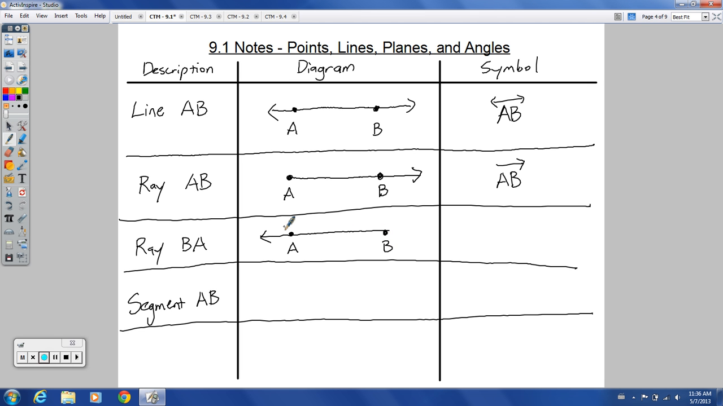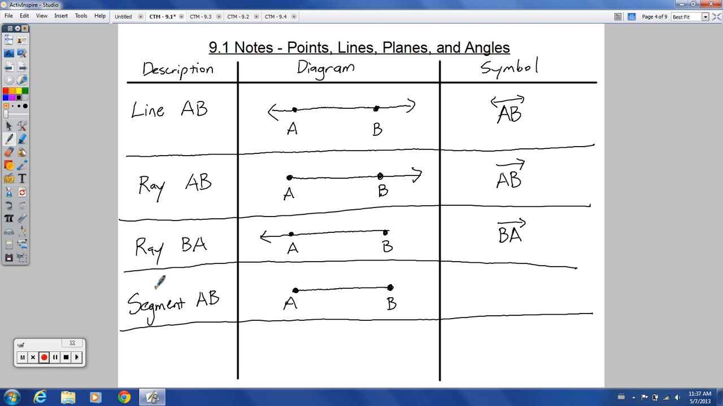But notice that when I write the symbol for it, I don't point the arrow in the other direction. This could be pointing in any direction. I always point the arrow with the symbol to the right. That's just how it is done. So make sure you're always pointing with the symbol to the right, but the first letter is always your initial point, where you're starting and you're going through the other point. And then segment AB would be these two, just connected like that.